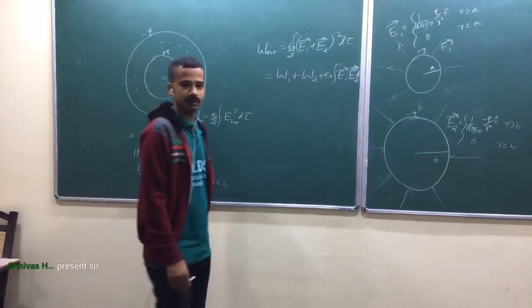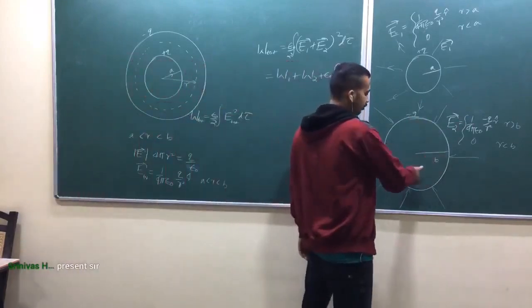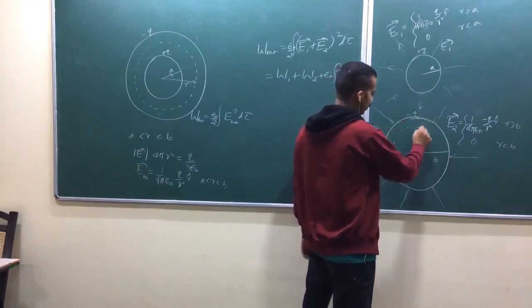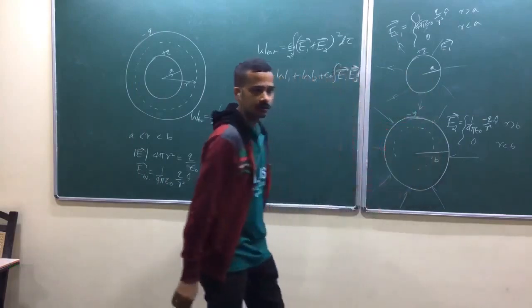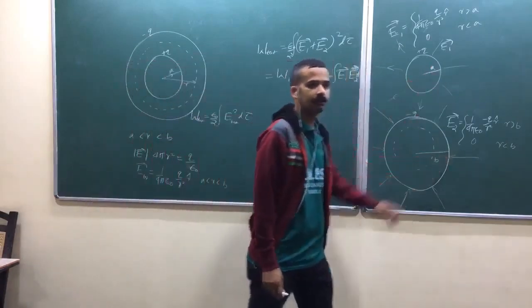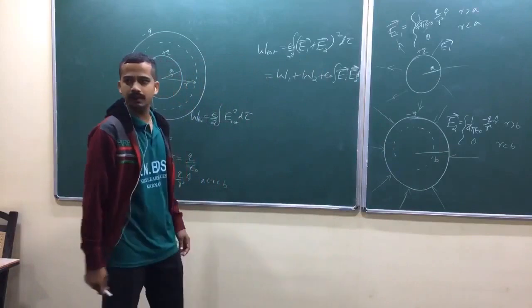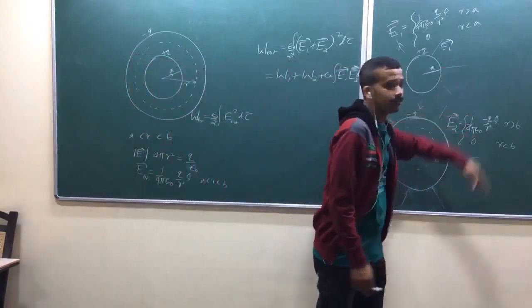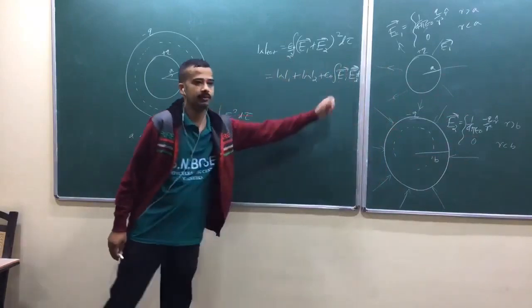This electric field is 0 in this region, A to B, am I right? Suppose, imagine this were here. But this electric field starts from A, but this electric field starts from B, isn't it? Then you have to take the common limit, the common range. So the common range is B to infinity in this part of the integral.